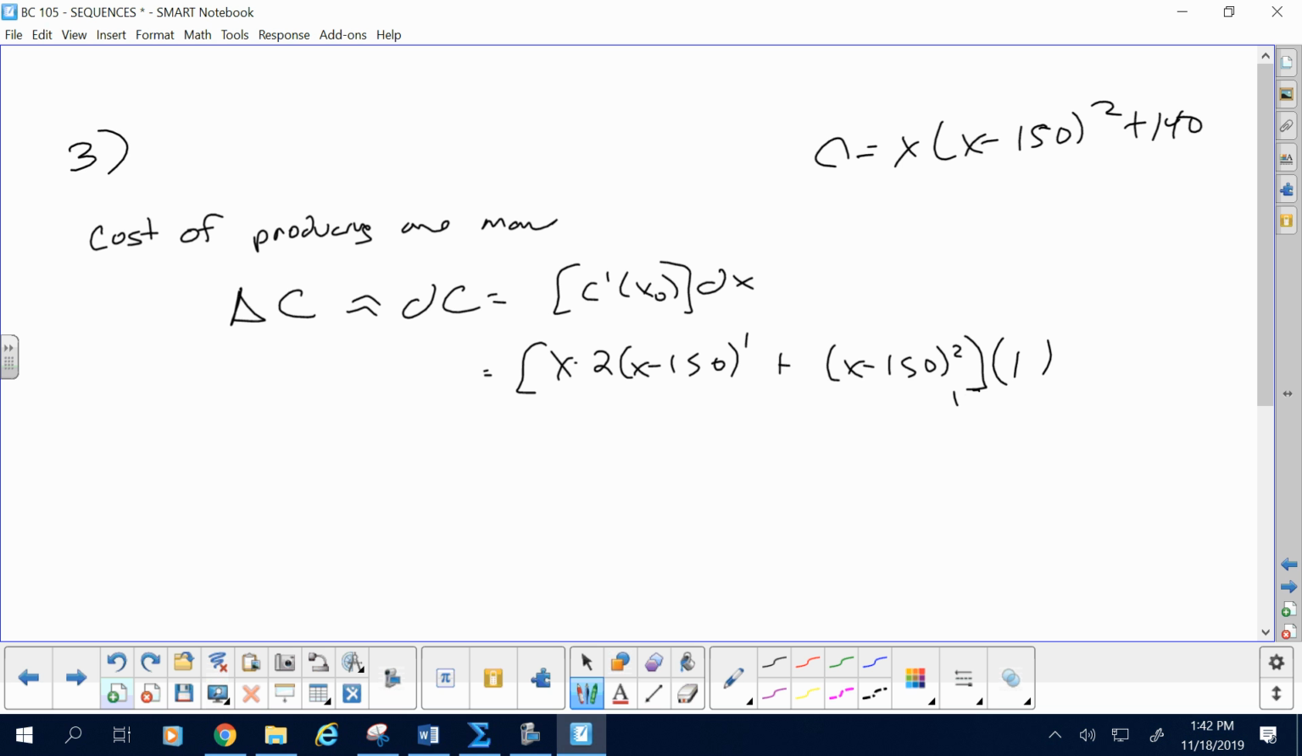Now the derivative we're evaluating at the original, not the new 151, but at the original 150. Oh, no, it said 151 have already been produced. So that's the starting point. My bad. Maybe you made the same mistake I just did. So that means 151 goes in for x. So I have 151 times 2 times 1 plus 1 squared. And it looks like the change would be 302 plus 1, 303.